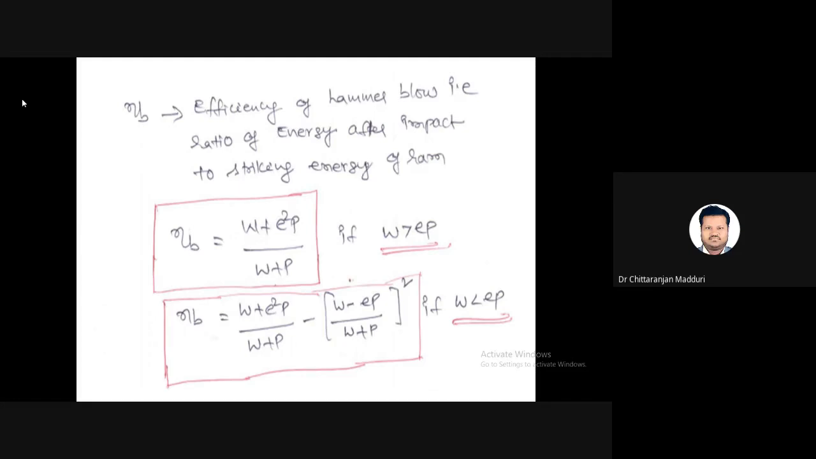So here we need to check the two conditions. If the weight of the hammer is greater than product of E into P, then hammer blow efficiency is given by W plus E square P by W plus P. If weight of hammer is less than E into P, efficiency of hammer blow is given by W plus E square into P by W plus P minus W minus EP divided by W plus P whole square. So we need to check these two conditions.